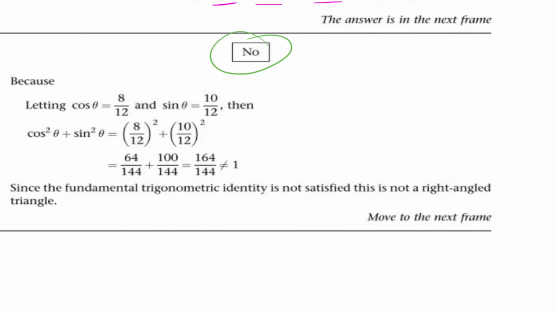And then the final explanation. Exactly what we've just done: 8 over 12, 10 over 12, adding them together, multiplying them out to get rid of their squares, and you can see 164 over 144 does not equal 1. It rounds off this exercise by saying, since the fundamental trigonometric identity is not satisfied, this is not a right angle triangle.